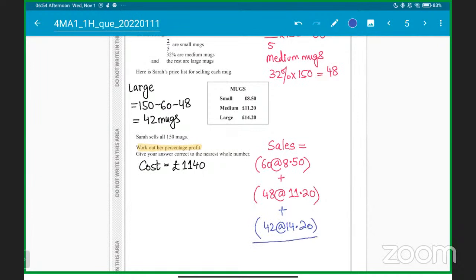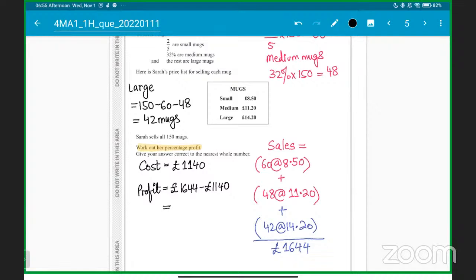So here we go, the complete sales. Whatever we are getting, the complete sales. 60 multiplied by 8.5 plus 48 multiplied by 11.2 plus 42 multiplied by 14.2. We got 1644 as the sales amount. So you can work out the profit here. First, we'll have to work out the profit. That is 1644 pounds minus the 1140 pounds. Then you will get the profit.